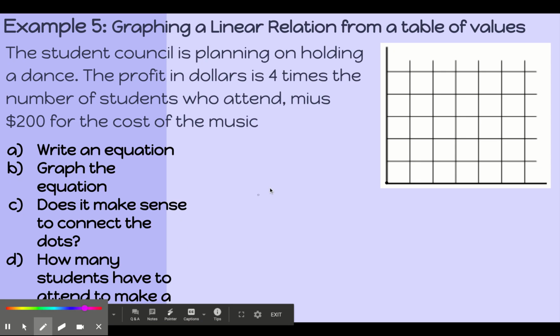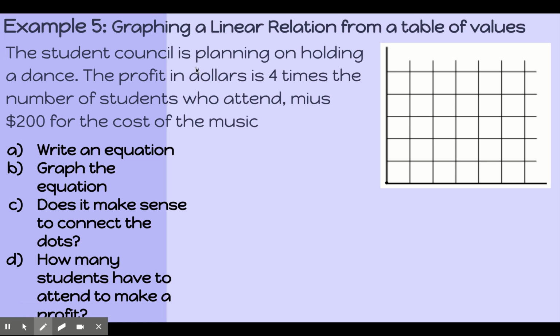Example 5. So we're going to graph another linear relation. In this one, the student council is planning on holding a dance. The profit is in dollars. It is 4 times the number of students who attend, minus, sorry, there's a typo, $200 for the cost of the music. So the first thing we're going to do, they don't give us an equation in this one. They're going to ask us to write an equation.